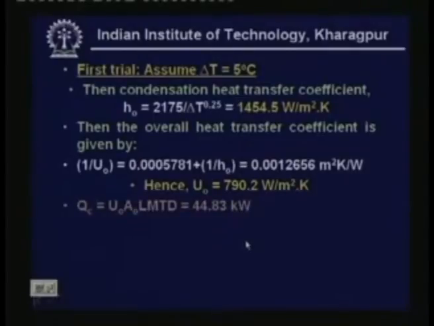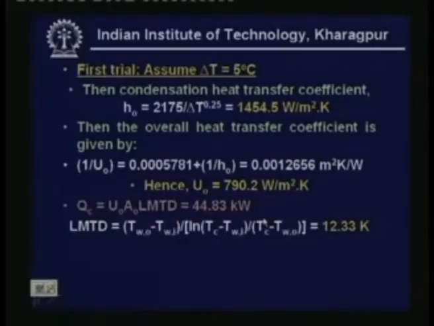So we have found the U naught, and we know that for the condenser we can write this equation: Q C is equal to U naught A naught into LMTD, which is equal to 44.83 kilowatt. Q C is 44.83 kilowatt. In order to find out A naught, we have to find LMTD because U naught is known to us. So LMTD, as you know, for a condensation process can be written like this: T WO minus T WI divided by natural log of T C minus T WI divided by T C minus T WO, where, as you know, T C is the temperature of the refrigerant, and T WI and T WO are the inlet and outlet temperatures of water. All these things are known to us.